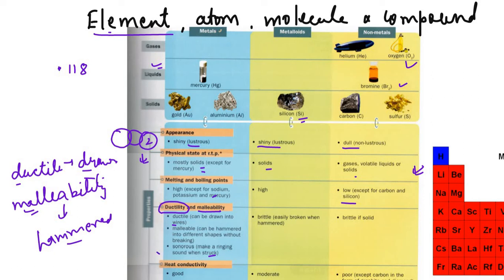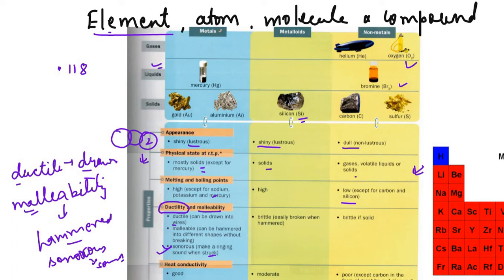Sonorous, what is that? Sonar means related to sound. Let's remember how: sonorous, sound. So it will give you a bell sound, like ton. You can just try it, whenever you bang a metal, it will give you a nice sound, ton. And the metalloids are not really sonorous, they are in between.